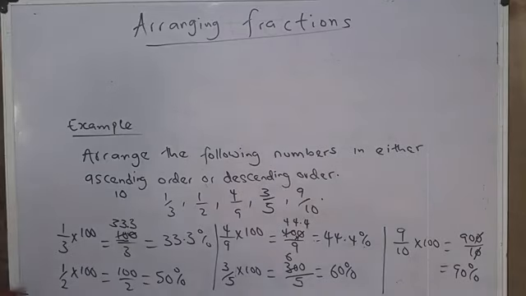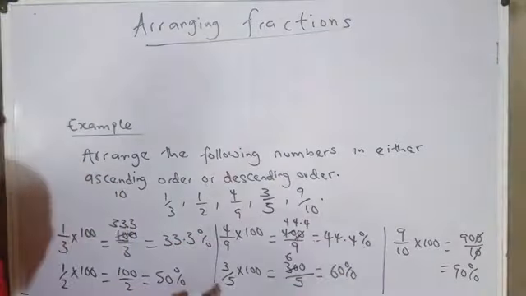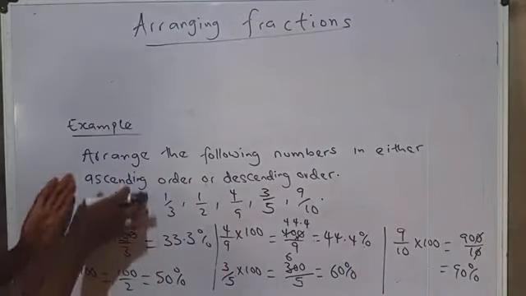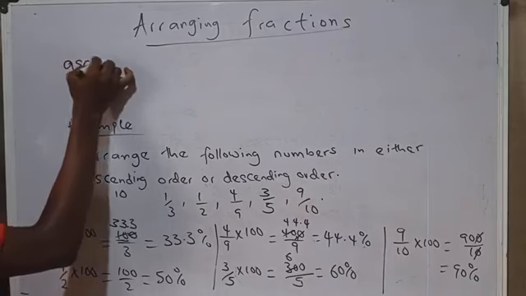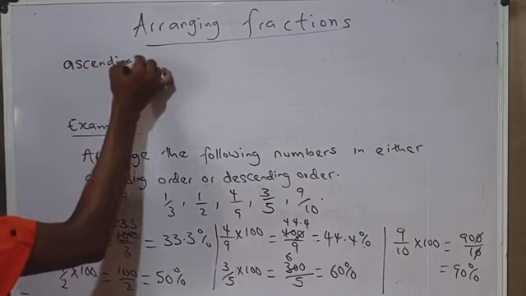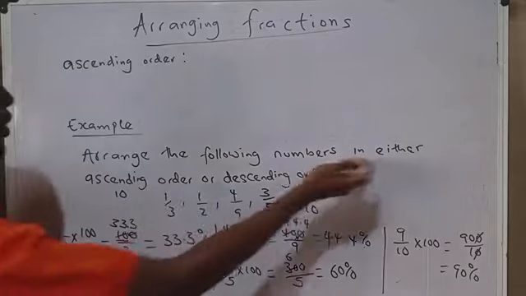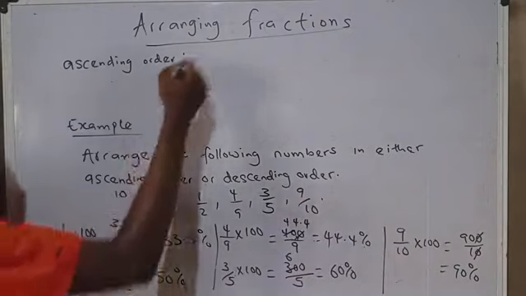Now, we have successfully written 1/3 as 33%, 1/2 as 50%, 4/9 as 44.4%, 3/5 as 60%, and 9/10 as 90%. Now, if we are to do it in ascending order, you know, our question says either ascending order or descending order, so we can do both. So I'm going to do both actually.